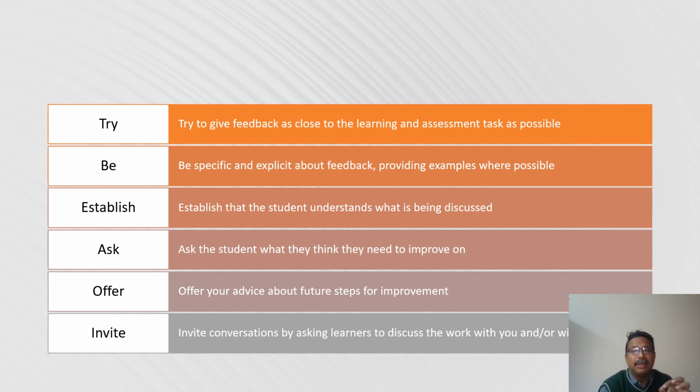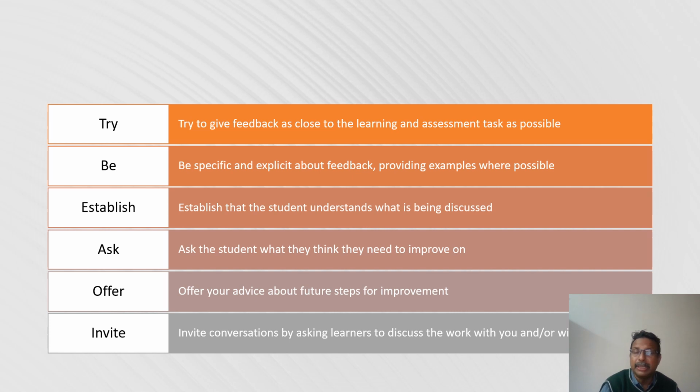Next, try to give feedback as close to when it is happening, and as frequently as possible. Be very specific. Be very explicit with your feedback about what is clicking and what is not, what is expected and what is not working for them. Establish a relationship, a bond, so that the student understands what has been discussed and feels free to discuss with you.